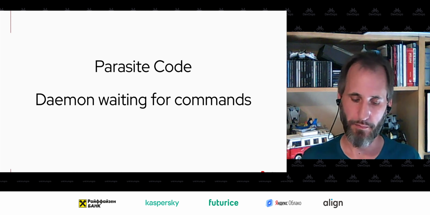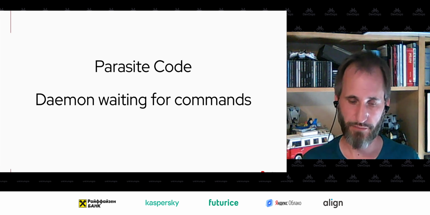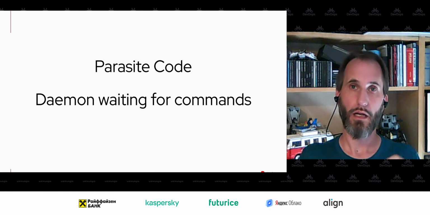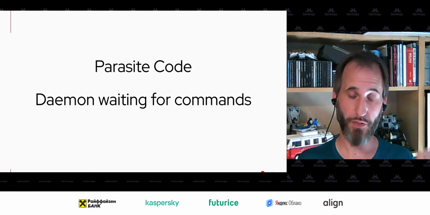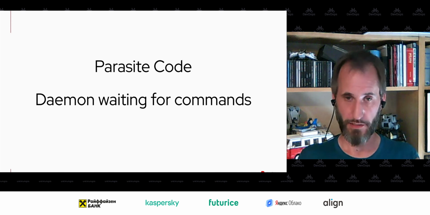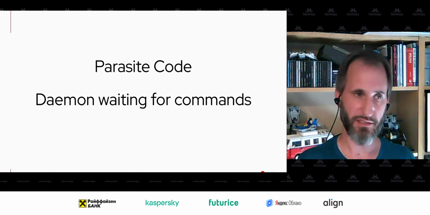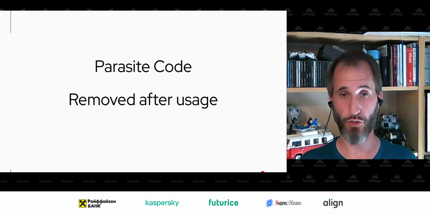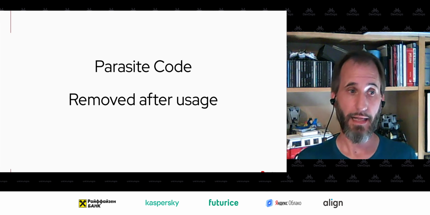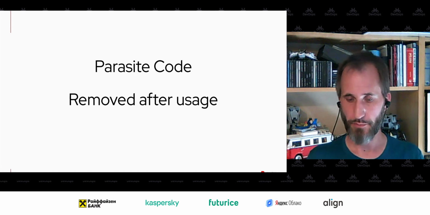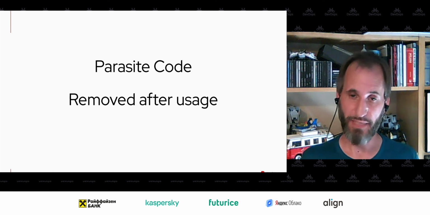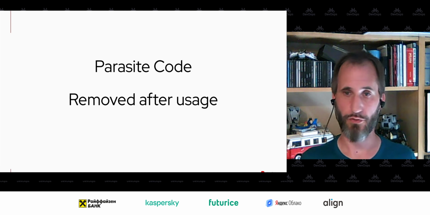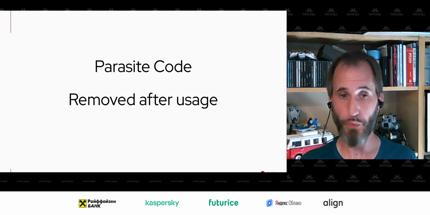And everything the Parasite Code does, it does from within the address space of the process. So everything the process can see, the Parasite Code can see. Once all the information the Parasite Code can retrieve has been written to disk, the Parasite Code is removed after usage. CRIU calls this curing the process, so the parasite is gone, and the process basically never knows that it was under the control of the Parasite Code and CRIU.